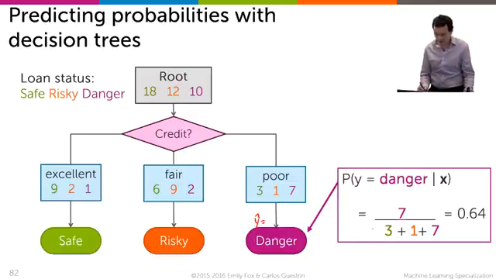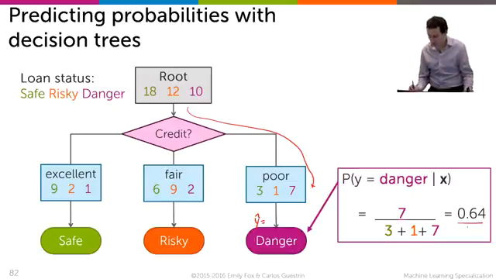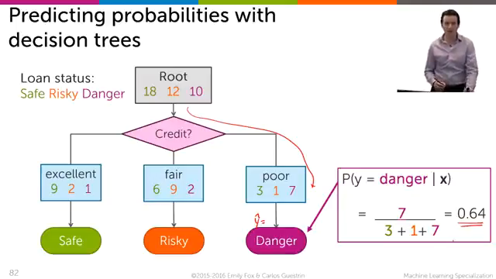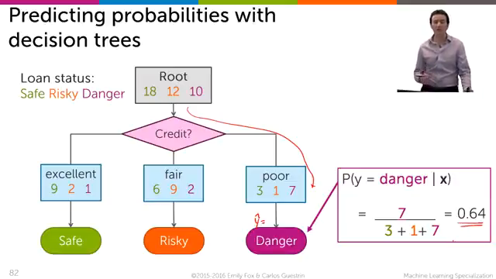And in our case here, we'd say that if your input takes you down this branch, then 7 out of 11 of the data points are dangerous. So we say that the probability of danger is 0.64. While, say, the probability of safe loan is 3 out of 11. So there's a way for us to predict both probabilities and the actual value of the outcome. And both are very useful in practice.